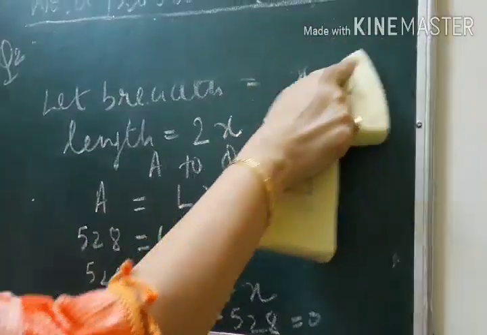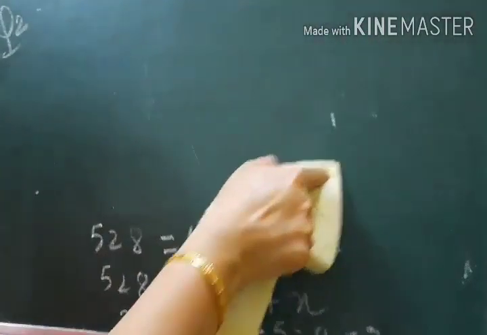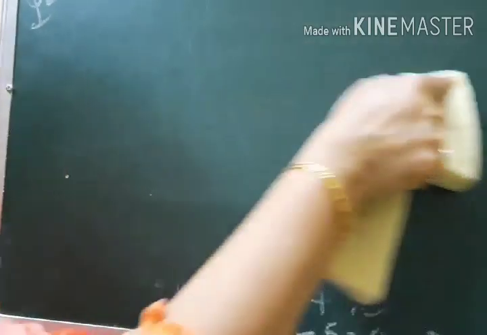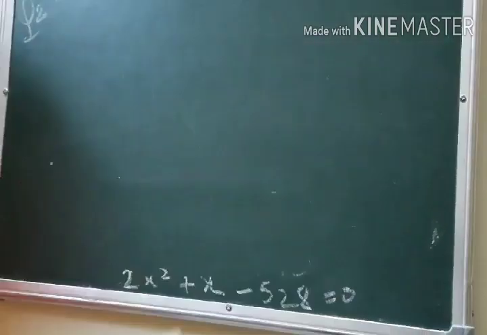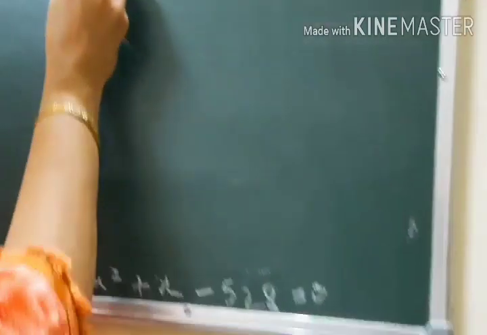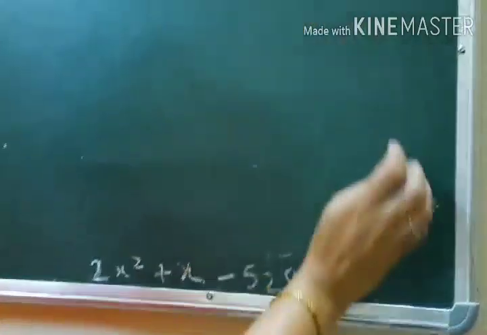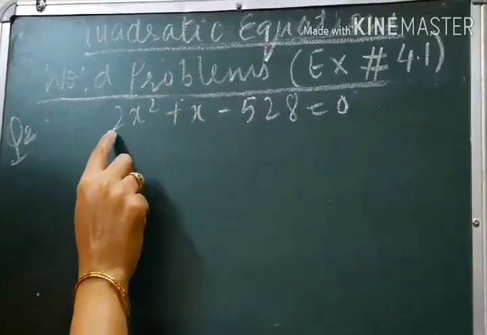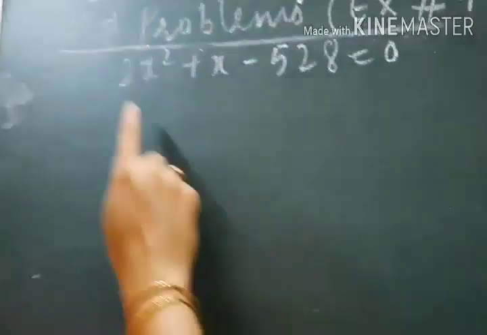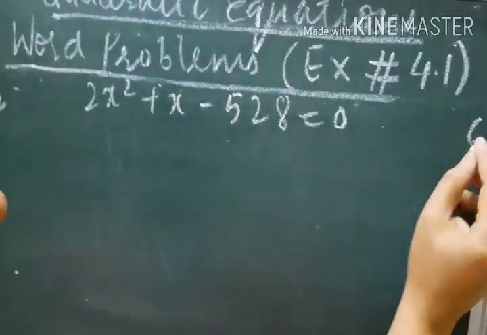For solving this quadratic equation, you can use any of the three methods you have learned, but I am using the factorization method. So I am telling you how to factorize. Your equation is 2x square plus x minus 528 equal to 0. Now what is the first step in splitting the middle term? You have to multiply the first and the last term. The first coefficient is 2 and the last one is 528.